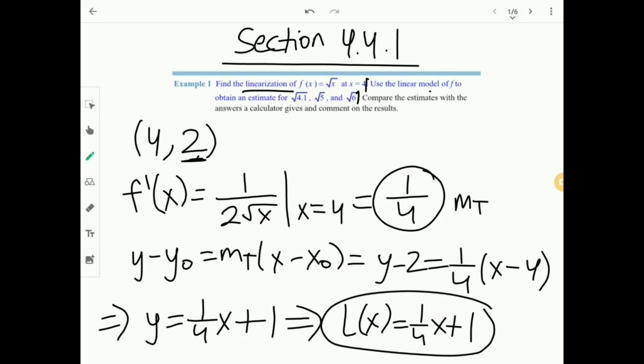Now we move on to the second part of the question. Use the linear model of f to obtain an estimate for square root of 4.1, square root of 5 and square root of 6. So moving on, let's just have the quick equation here.